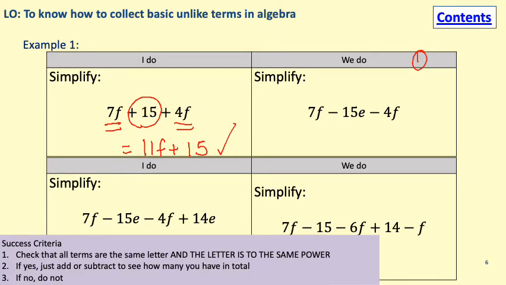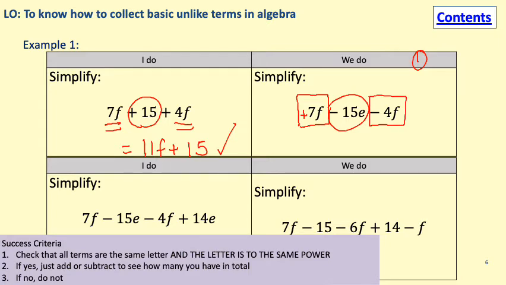Okay, so this time I'll try and copy the method that we had at the start. So we've got 7f, doesn't have a symbol before it. It is a plus, we just don't have to put it there. It's assumed. The next term is a negative 15e. So that isn't an f, so that will go in our circle. And then finally we have another f, so it's negative 4f.